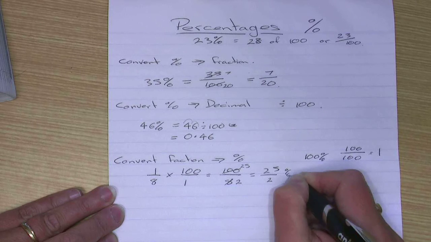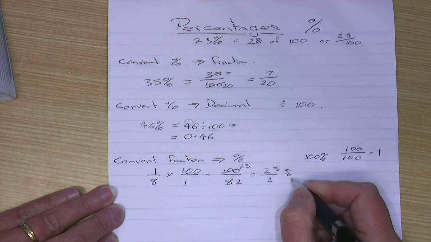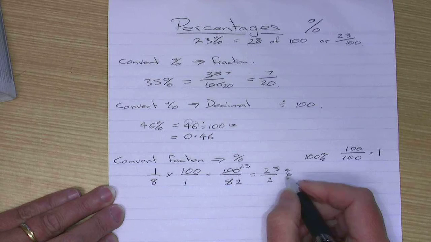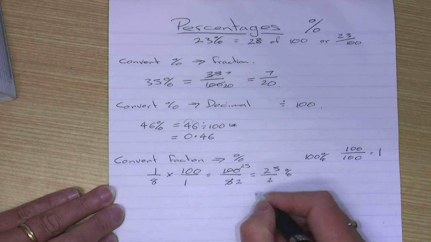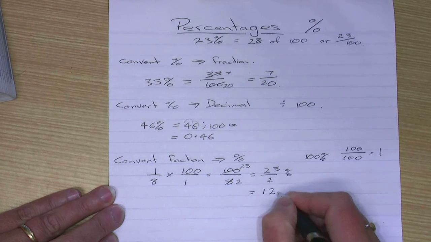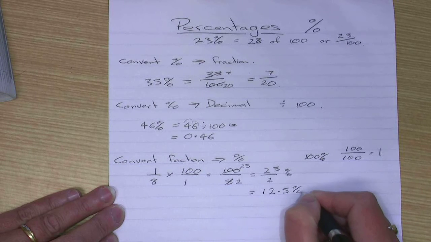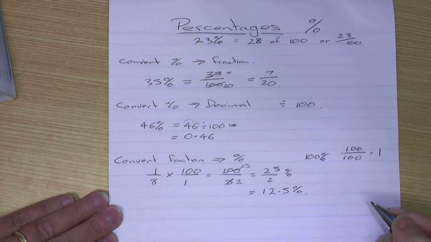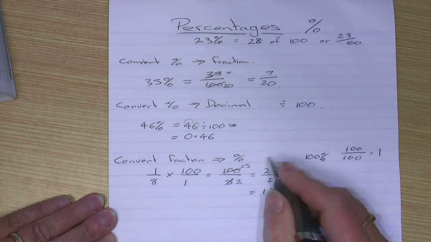Okay, now that's a bit complicated, but how many times does 2 go into 25? It goes 12 times and a half, because we don't leave it as a fraction. That's a little bit more complicated, and you might need a bit more practice with that one.